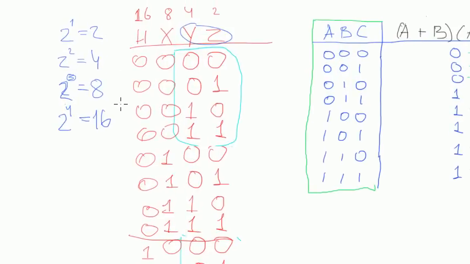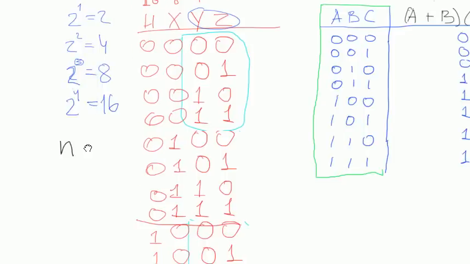So you see that if you have n variables, then the number of cases will be 2 to the power of n. Yeah, that's the idea. It's pretty handy to check whether you have all the 2 to the power of n cases or not.